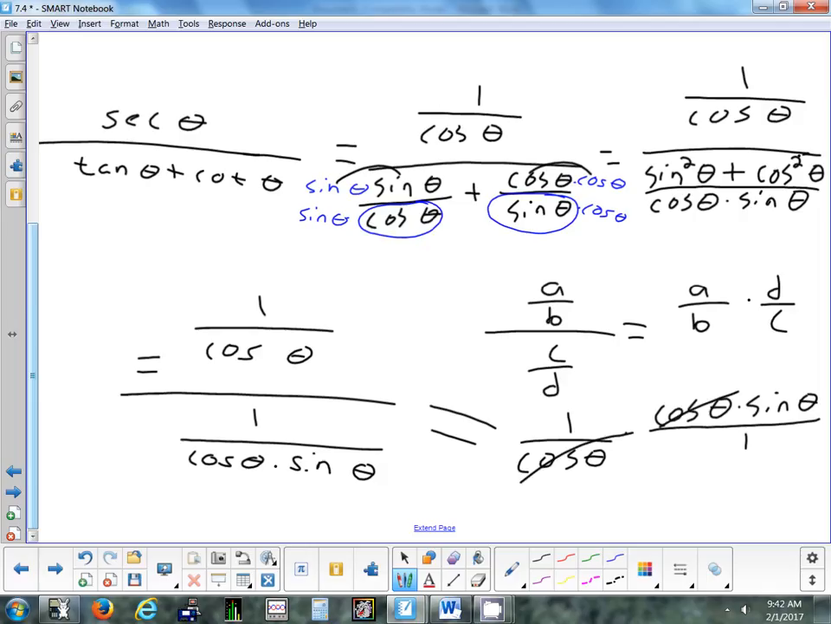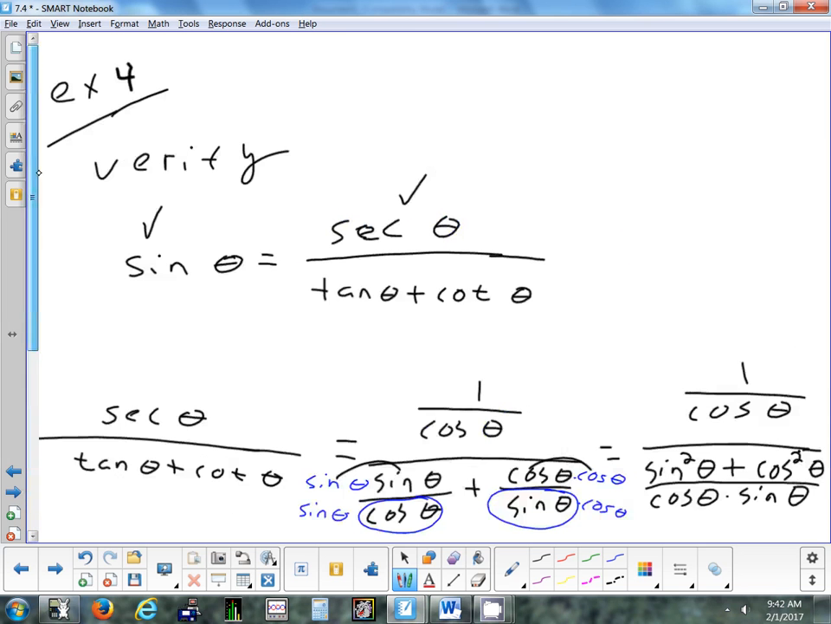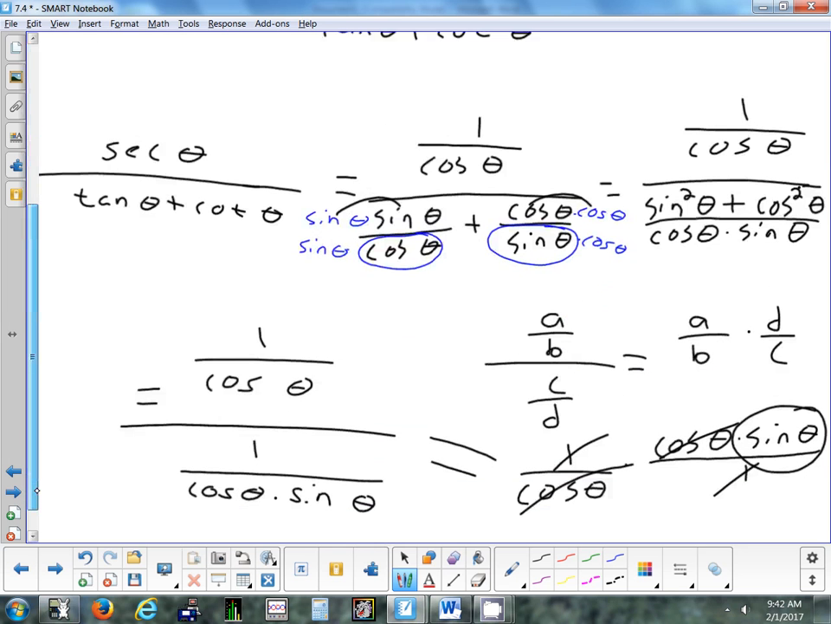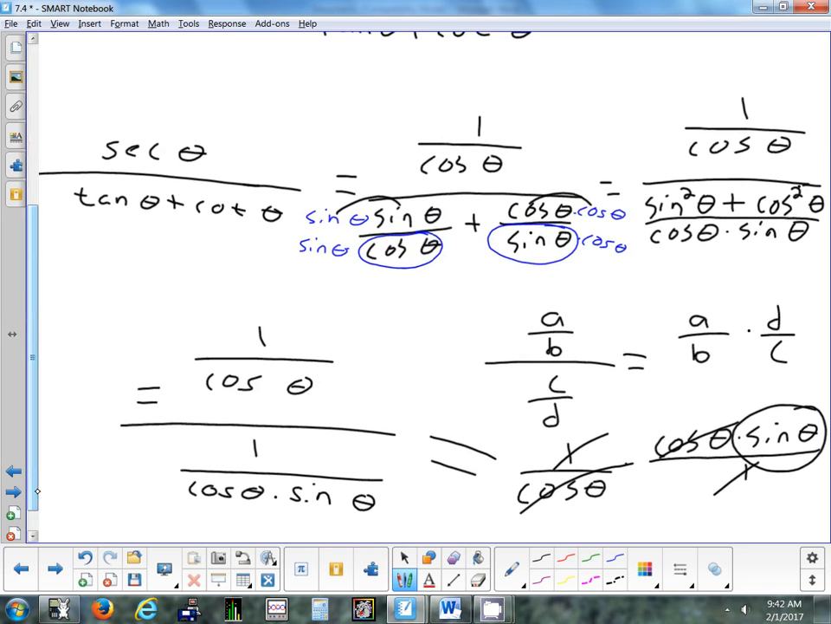What else is also in the top and bottom that's the same? The 1s. What's the only thing I'm left with? I'm left with sine, which is exactly what I was supposed to get. Now, I think we picked a pretty good way to do it. I don't know if the other way could have been a little shorter.